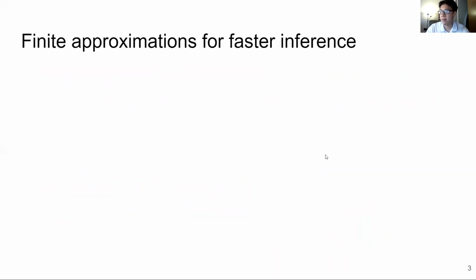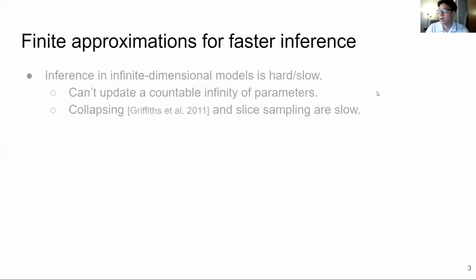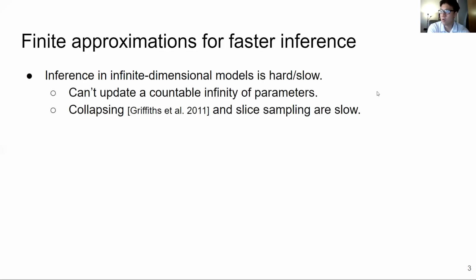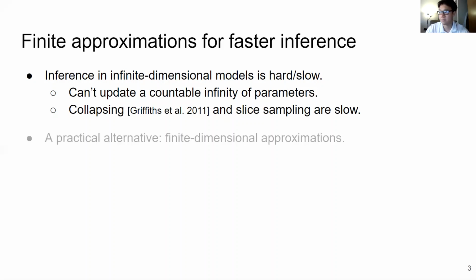The countable infinity of topics does enable flexible modeling, but it makes inference hard. Computers cannot store or update a countable number of parameters. There exist specialized workarounds, such as slice sampling or collapsed Gibbs sampling. However, these methods are known to be slow in practice. Another common workaround is to approximate the infinite dimensional CRM with a finite dimensional representation, or perhaps a series of finite dimensional representations. In either case, we want to check if this is a good approximation.